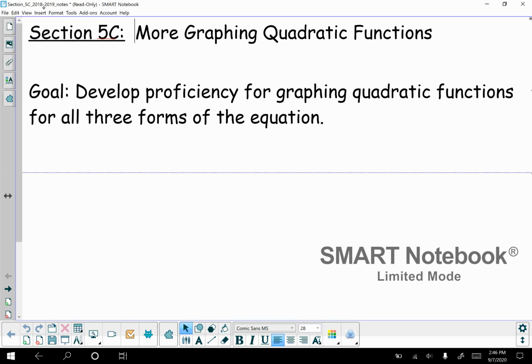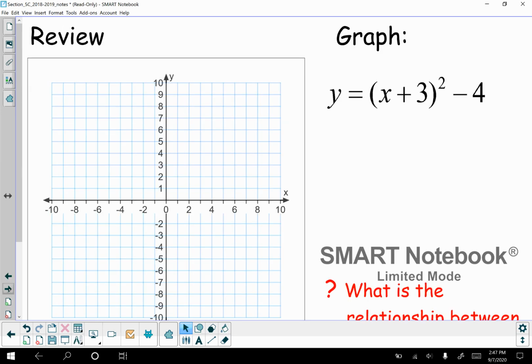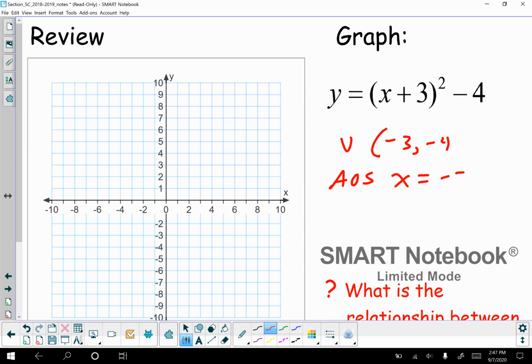Algebra 2 here. Let's go over a little bit of 5C, more about graphing. If we were to graph this equation, it's already in vertex form, so the vertex is at (-3, -4). You know that the axis of symmetry has to be x equals -3. It's always the x component of the vertex. So (-3, -4) is down here.